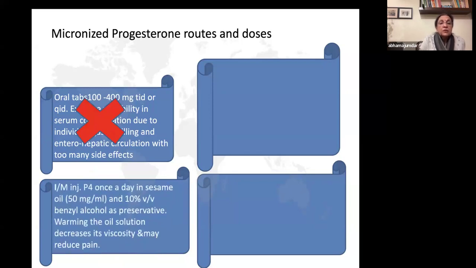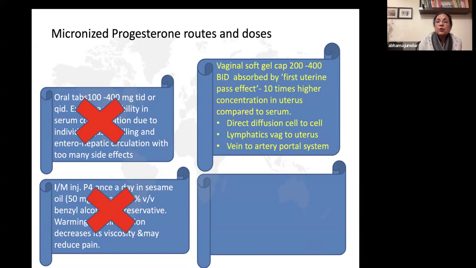Then the intramuscular injection, it is once a day in sesame oil and 10% weight by volume benzyl alcohol as preservative. Warming the oil solution decreases its viscosity and may reduce pain. So as always thought, instead of a cold pack, giving a warm pack might reduce the pain of the intramuscular injection. So this also went into disrepute because it was so painful. The vaginal soft gel capsules, 200 to 400, used twice, absorbed by the first uterine pass effect, has 10 times higher concentration in the uterus compared to serum.